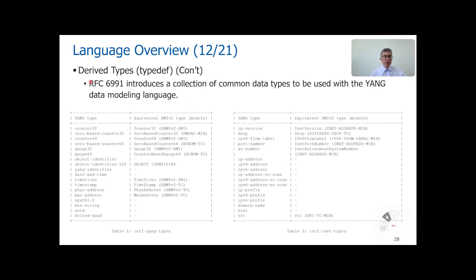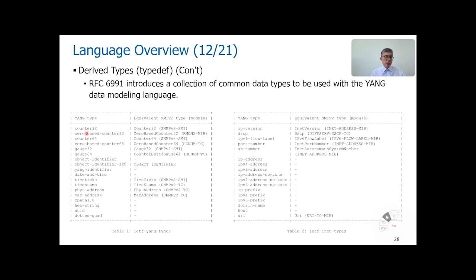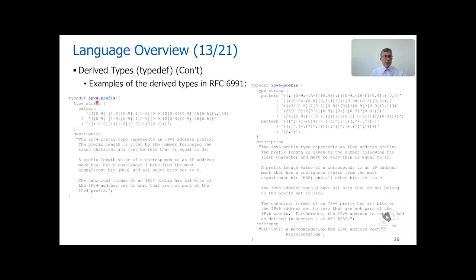Also, YANG has derived types based on these built-in types, using typedef. So counter32, counter64 for counting, something like that. And then also ipv6-flow-label, ipv4-address, ipv6-address, ipv4-prefix, ipv6-prefix for network prefixes. So an example is the IP version 4 prefix, a string using a pattern, which is a kind of regular expression. The version 6 case can also be defined using this kind of pattern as a regular expression.